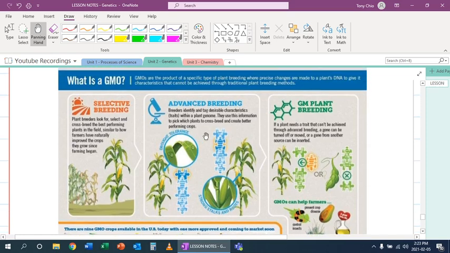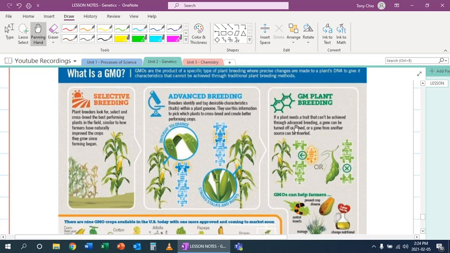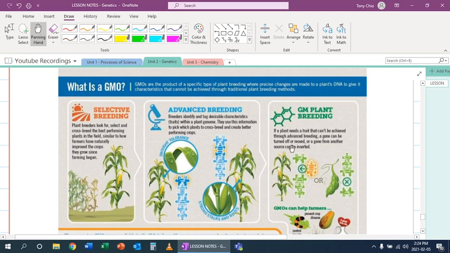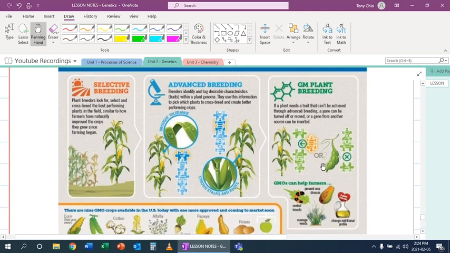Then eventually went into advanced breeding, where breeders identified and tagged desirable characteristics within a plant genome. They then use that information to pick which plants to crossbreed and create better crops. But now we've gone to a point where we are in GM plant breeding, where if a plant needs a trait that cannot be achieved through advanced breeding, a gene can be turned off or moved, or a gene from another source can be inserted.